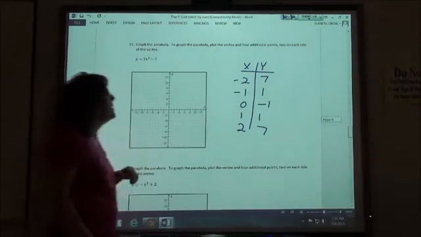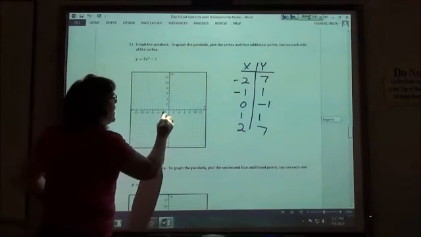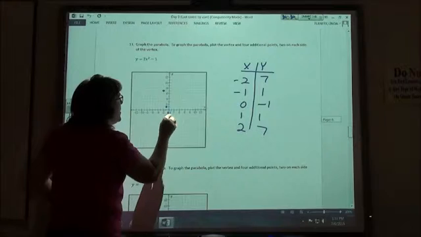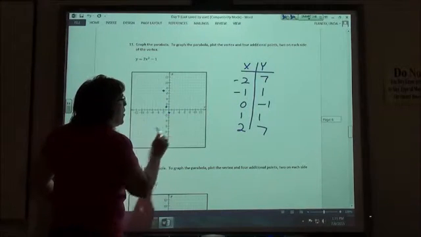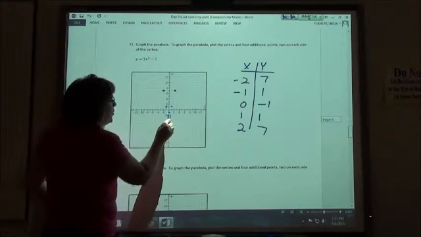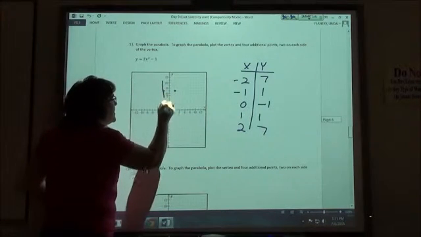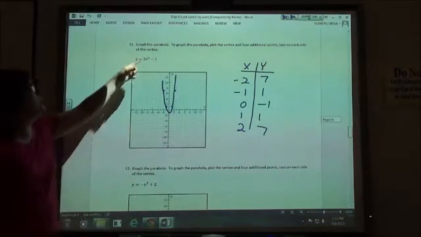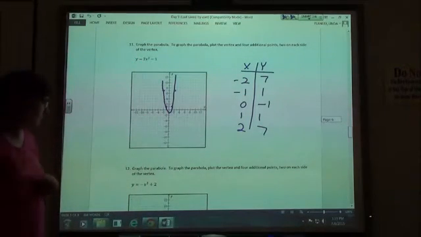So I've got my points. I can plot my points. -2 up 7, -1 is up 1, 0 is down at -1, 1 is at 1, and 2 is at 7. And so again, I can see that my vertex is down there at -1, and my parabola is going upwards since my coefficient was a +2.